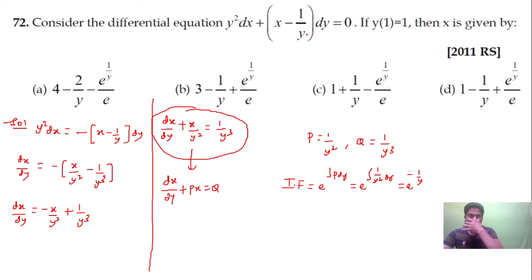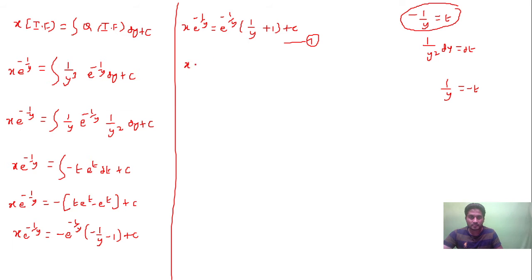Now it is given in the question that y of 1 equals 1. That is, when x is equal to 1, y is equal to 1. You get e to the power of minus 1 is equal to e power minus 1 times 2, plus c. You get 1 by e minus 2 by e is equal to c. So c is equal to minus 1 by e.